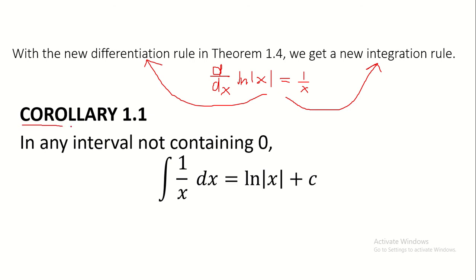So this is corollary 1.1. In any interval not containing 0, the indefinite integral of 1 over x with respect to x is equal to the natural logarithm of the absolute value of x plus c. Okay? Binaliktad lang natin siya. With the new differentiation rule, we get a new integration rule.